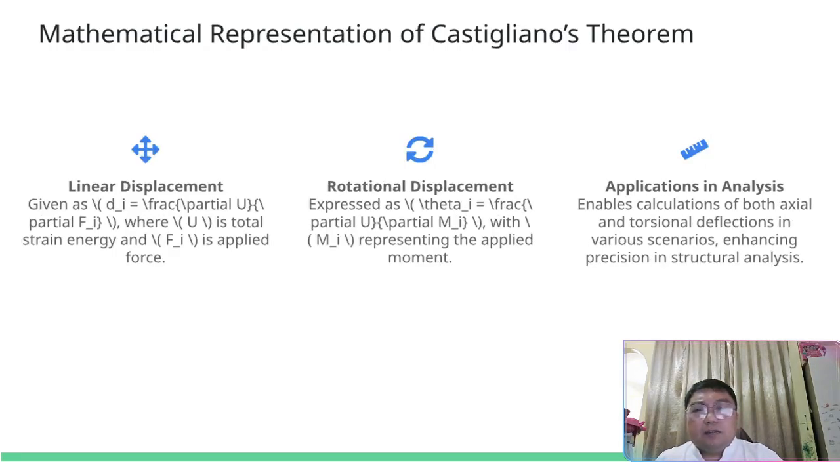Mathematical representation of Castigliano theorem. The equation is properly written in the textbook. You should refer to the textbook. Rotational displacement is also properly written in the textbook. You should refer to the textbook. And application in analysis: it enables calculation of both axial and torsional deflection in various scenarios, enhancing precision in structural analysis.